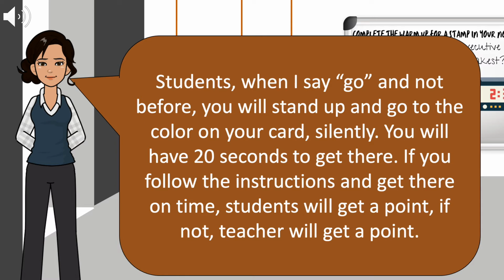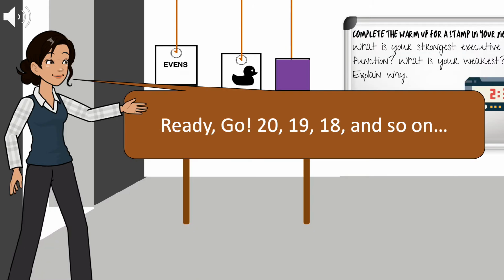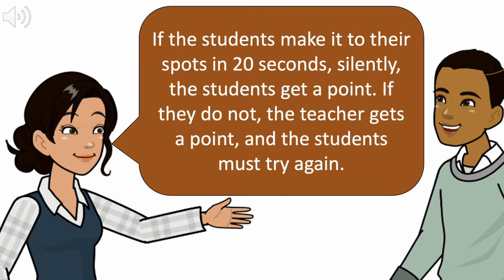Students. When I say go, and not before, you will stand up and go to the color on your card, silently. You will have 20 seconds to get there. If you follow the instructions and get there on time, students will get a point. If not, teacher will get a point. Ready, go. 20, 19, 18, and so on. If the students make it to their spots in 20 seconds, silently, the students get a point. If they do not, the teacher gets a point, and the students must try again.